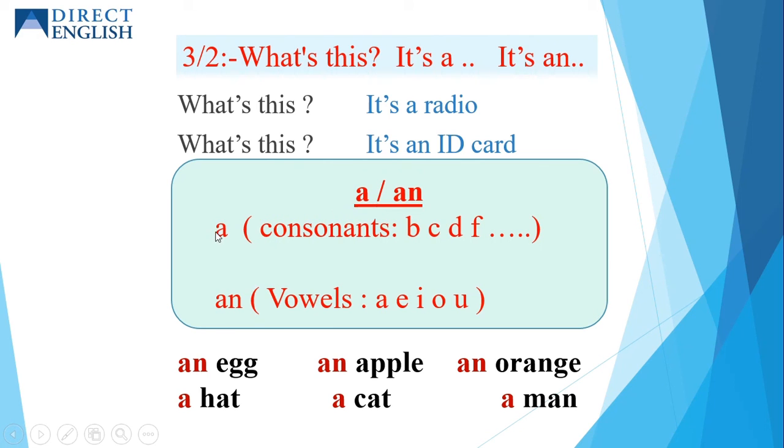Now, when do we use a and when do we use an? When you have a vowel at the beginning of the word, like egg, apple, orange, we use an. What are the vowels? Again, A, E, I, O, U. Now, what about the consonants? The consonants are the rest. B, C, D, F. This is the end of our lesson.